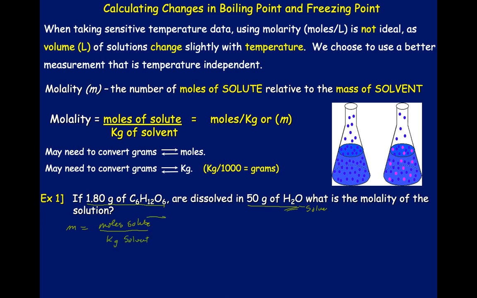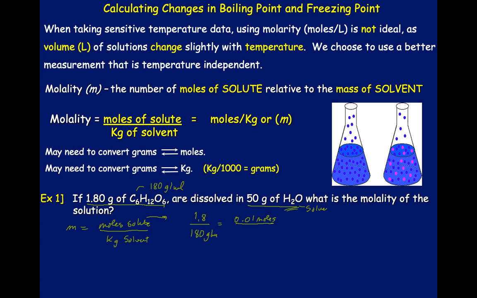Okay, I have to find the moles of solute, so I'm going to take 1.8 grams divided by the GFM of glucose, which is going to be 180 grams per mole. You could take the time to do that on your own. Okay, and I'm going to get 0.01 moles of that.